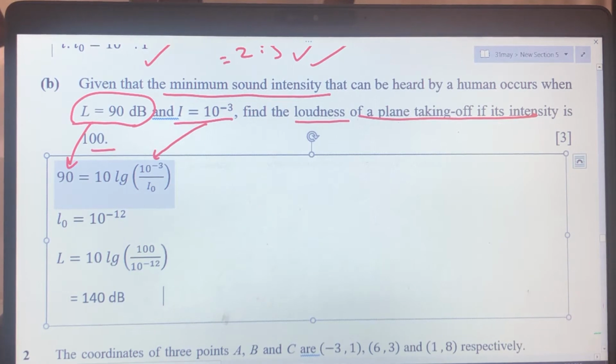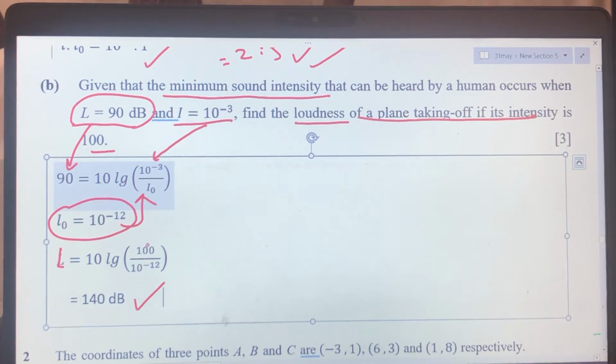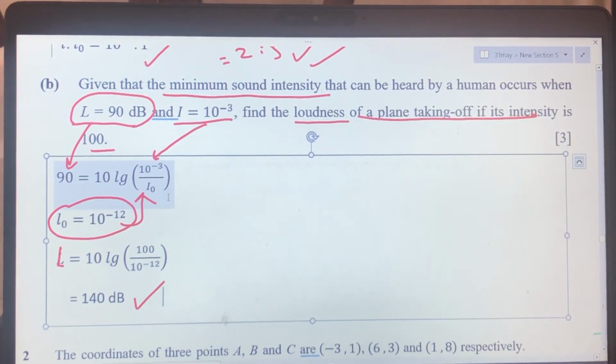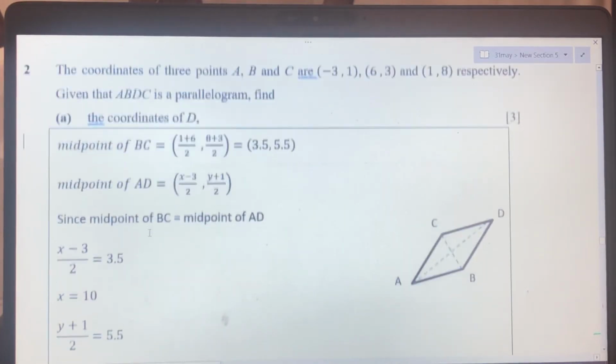Now how do you go about doing that? You notice that I naught is 10 to the power of 12. So to find L, you can actually sub this in, and then you can find the answer in 140 decibels. This is quite simple, straightforward. The only thing is that always remember to put units. Follow the question and put the units.